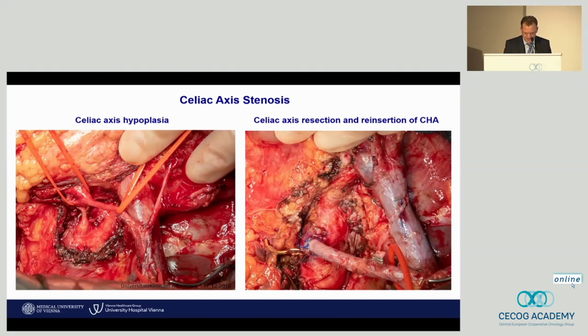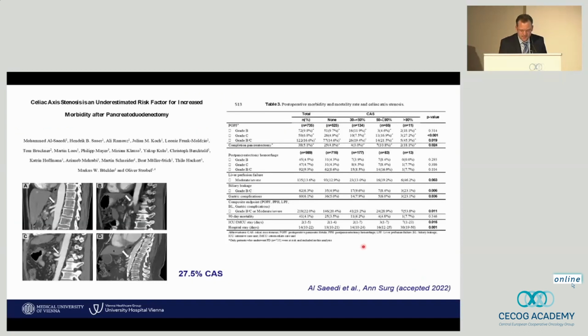But in some cases, like in this case, even if you take away this ligament, the stenosis remains, and this was, for example, addressed by arterial resection. And in this recent study that we did when I was still in Heidelberg, we found that even a non-severe stenosis of the celiac axis of 30 to 50%, which vascular surgeons would consider non-relevant, increases the risk of complications after pancreatic head resection. So this is something that as surgeons, we have to consider more carefully in the future if we assess resectability of pancreatic cancer.